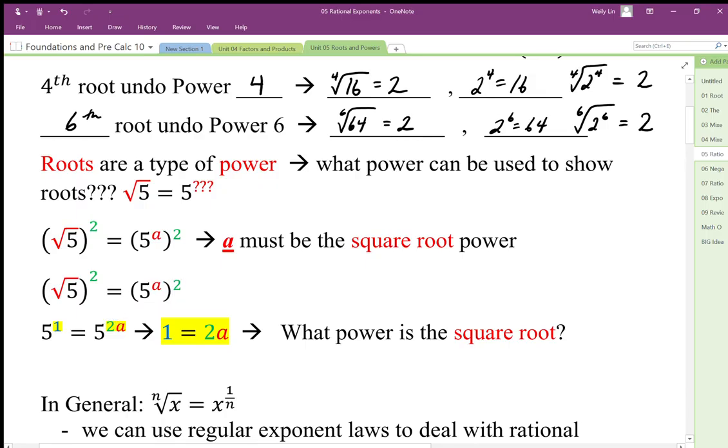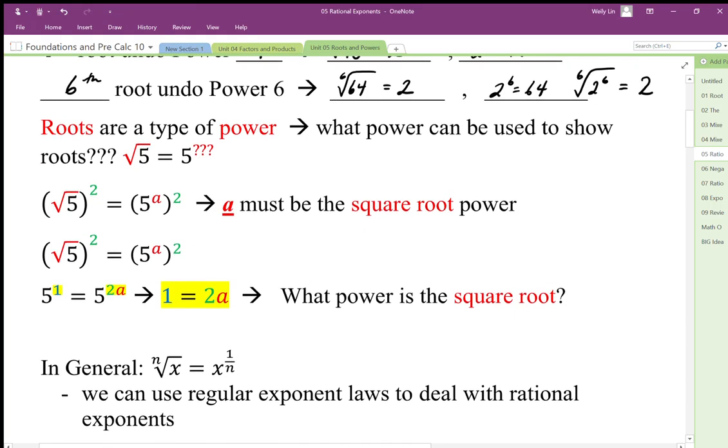And since these are equivalent expressions, this power of 1 must be equal to 2 times the power that represents the square root, which is a. Remember that a up here must be the same as that square root. So what power is the square root? If I solve this algebraically, since these are equivalent, I can say that a must be power 1/2. So power 1/2 is the same as square root.